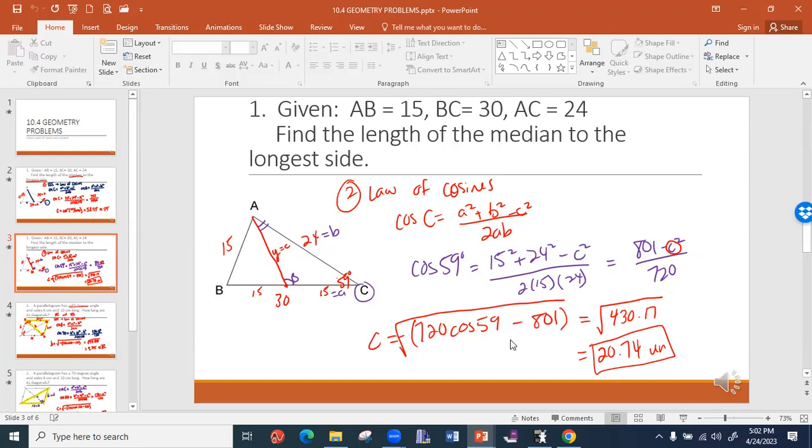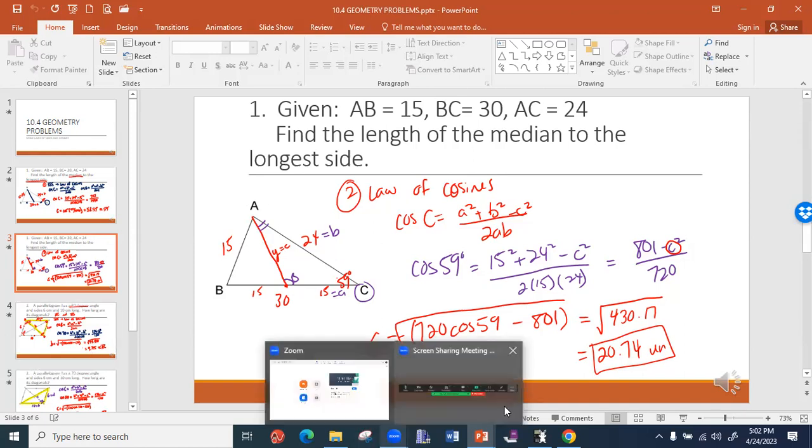This is what I put in the calculator, the inside. When I put the inside in the calculator, just to make sure there's no errors, I end up with approximately 430 and 1700ths. Then I take the square root of that and I get approximately 20.74 units. And now I have found the length of the median. So it's a two-part situation in order to find the length of the median.